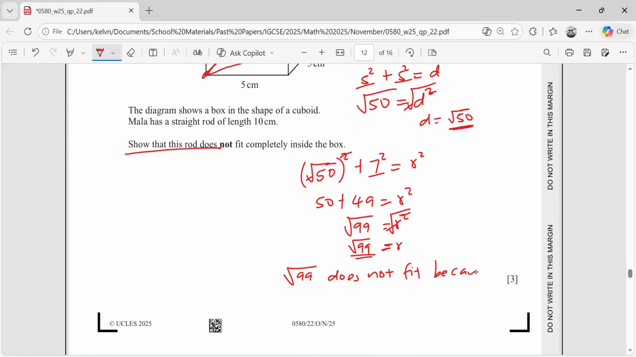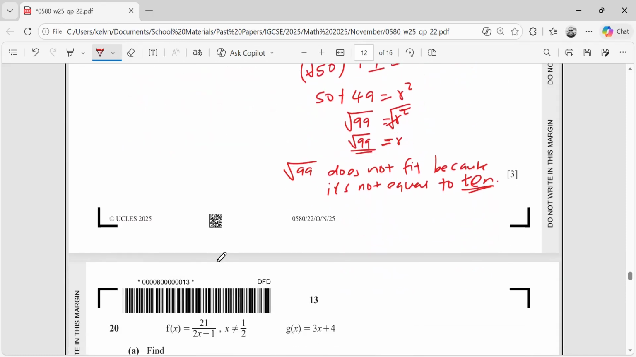Because it's not equal to 10. Just give a reason like that. Okay, not equal to 10. And then you get your 3 marks. Okay? Good.